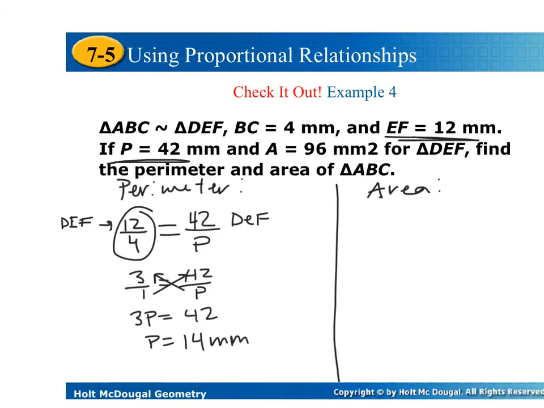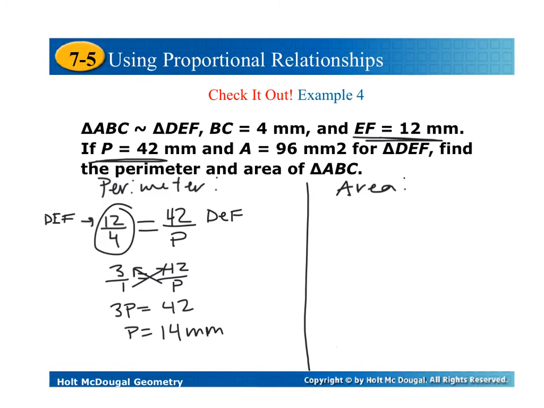Now we need to do the same thing for area, except what's the difference here? We have to square our ratio. So our ratio was 12 over 4, so we do 12 over 4 squared is equal to what? 96 over A. Perfect.